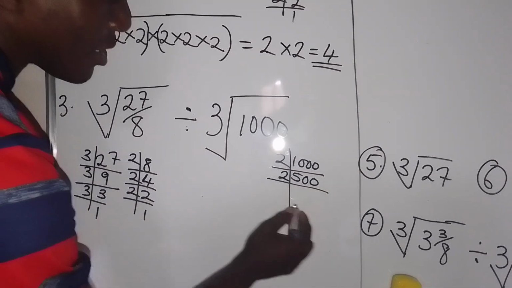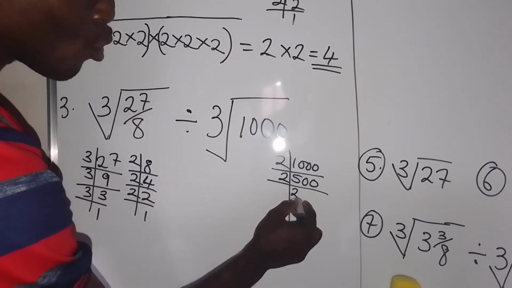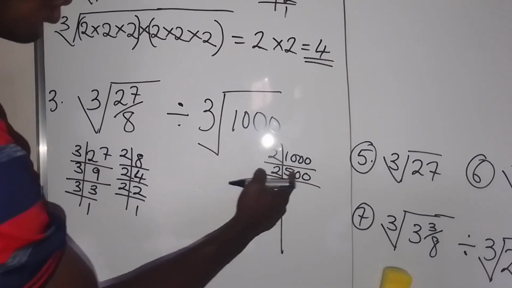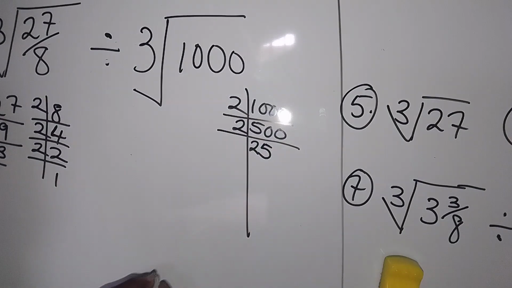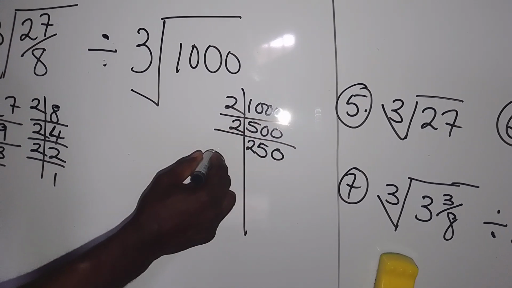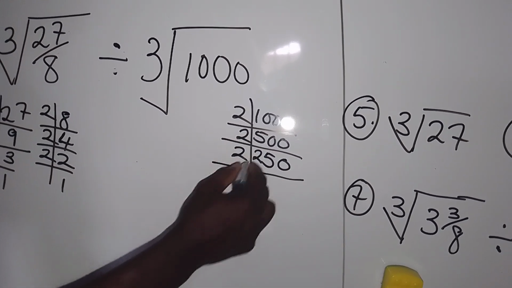I have my 2 again. 2 into 5 is 2, remainder 1. I place the remainder 1 behind this 0, becomes 10. 2 into 10 is 5. No remainder. 2 into 0 is 0. So 2 into 500 will give me 250. I have another 2 here.